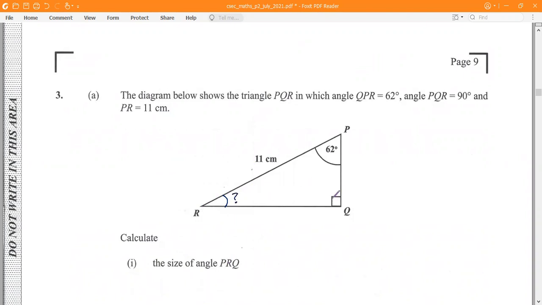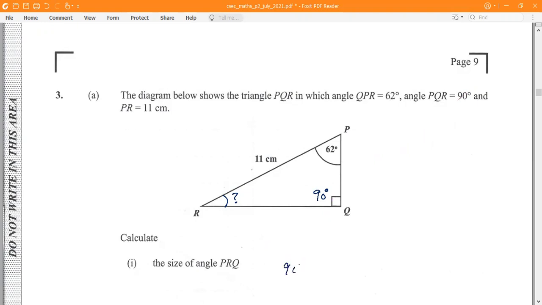So this box in the corner here represents 90 degrees. Automatically, it is 90 degrees. Angle PQR, we are told that it's 90 degrees. So in order to work out the size of PRQ, we remember that a triangle has 180 degrees internally. The sum of the interior angles of all triangles is 180 degrees.